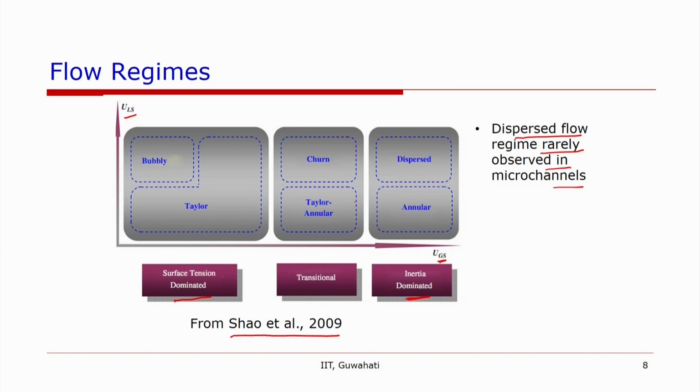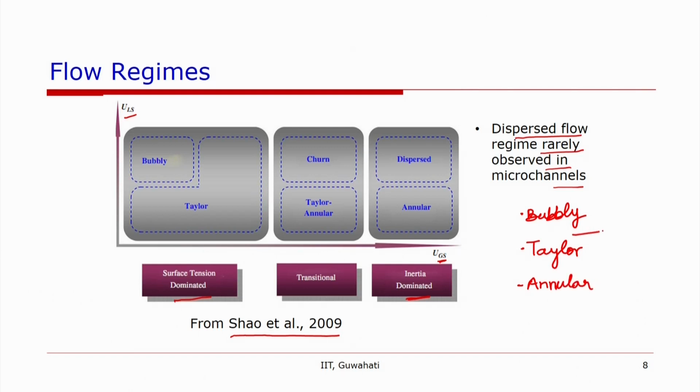So, basically what we can say is that, broadly speaking, there are three well agreed flow regimes that are observed in microchannels: Bubbly, Taylor and Annular.